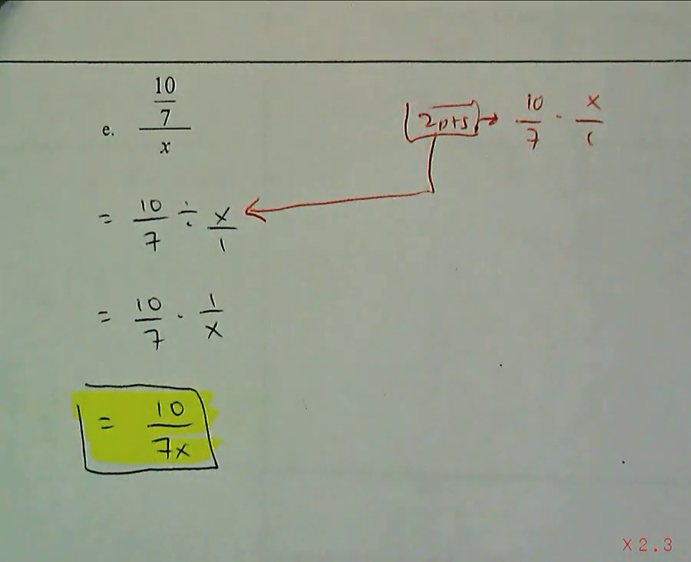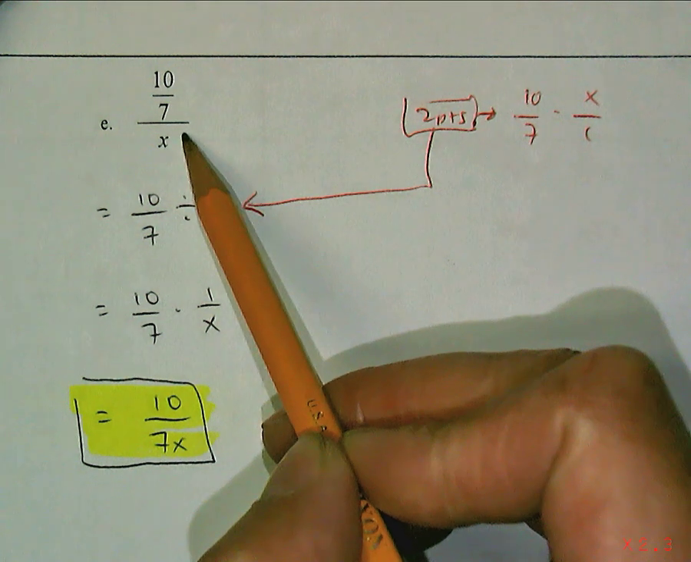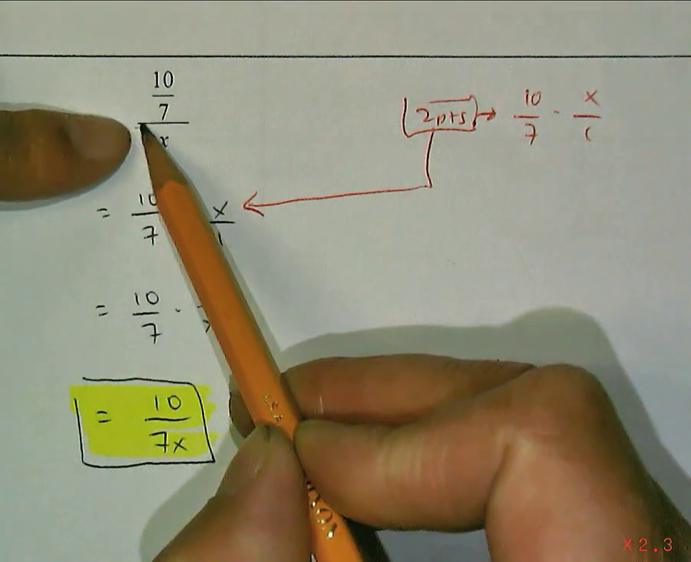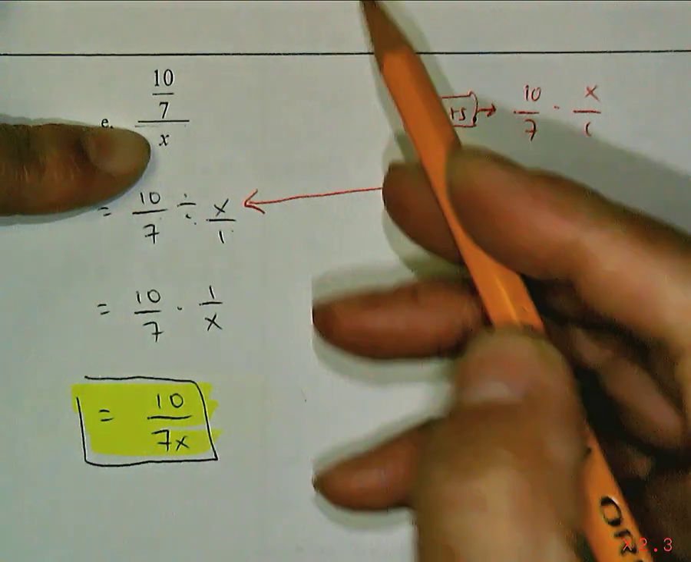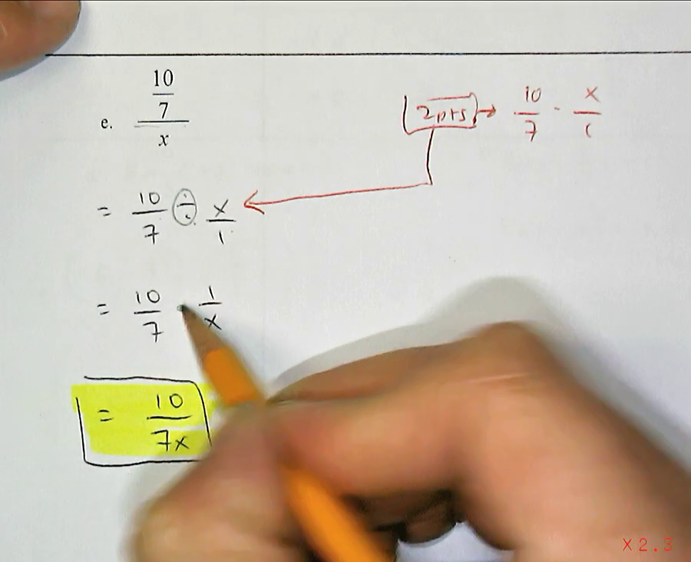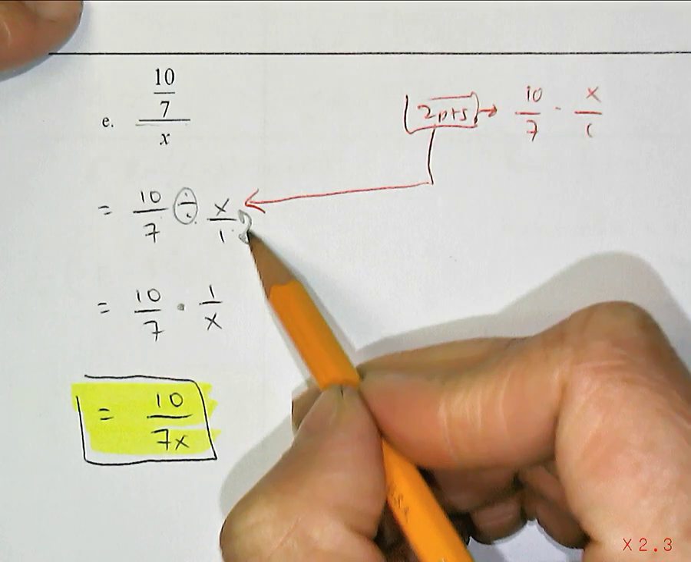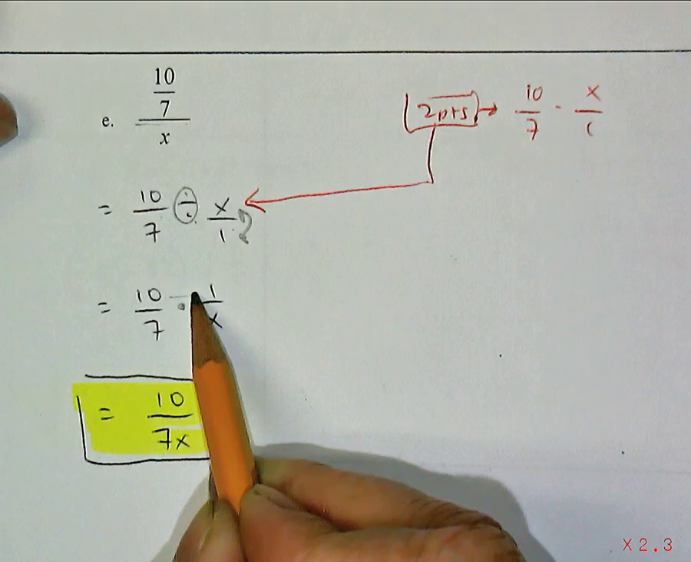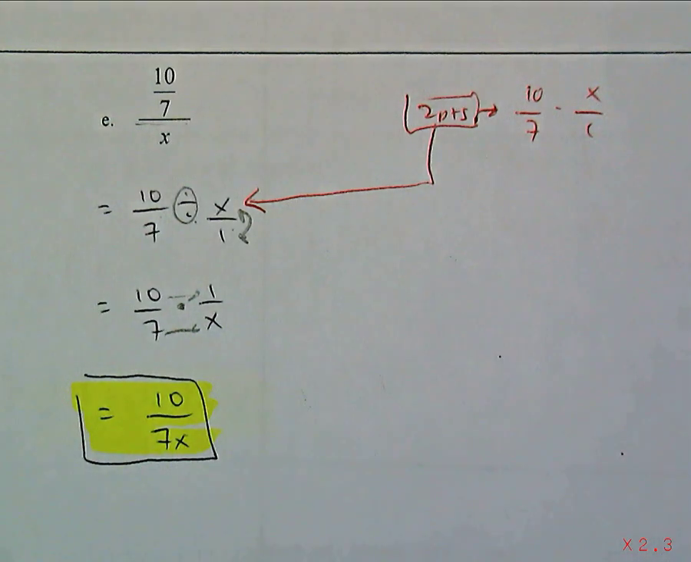For 1e, I have 10 over 7 divided by x. So write 10 over 7, and the fraction line there is a division sign, divided by x. We'll change the division sign to multiplication. In order to do that, we'll flip it. Take the reciprocal of the second term. Multiply across, and we'll get 10 over 7x.